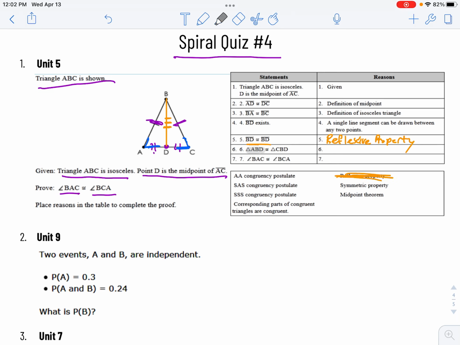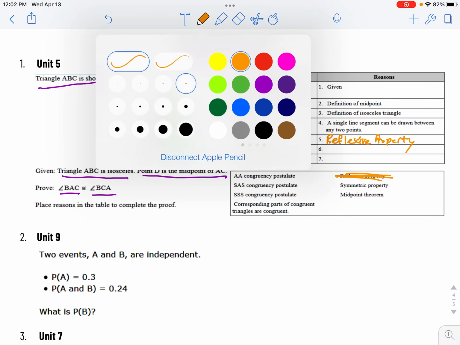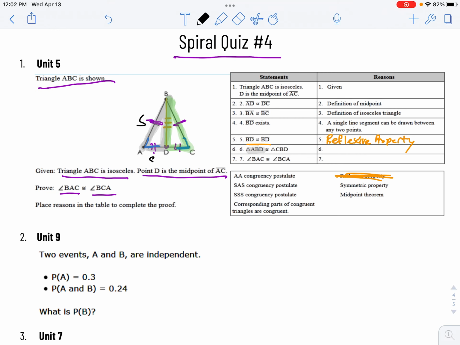Then looking at this, we have triangle ABD. Now we're stating that both of these triangles are congruent. So that side and this side, how do we know that they're congruent? Well, if you notice, in each of the triangles we have a side and a shared side, so it's going to be the SSS, side-side-side, congruency postulate.